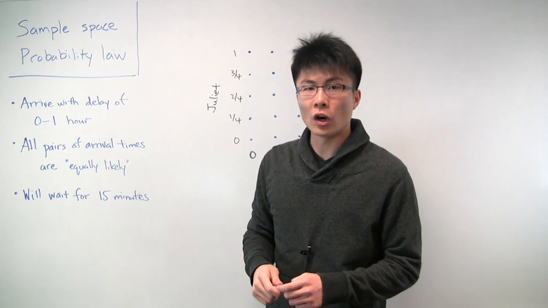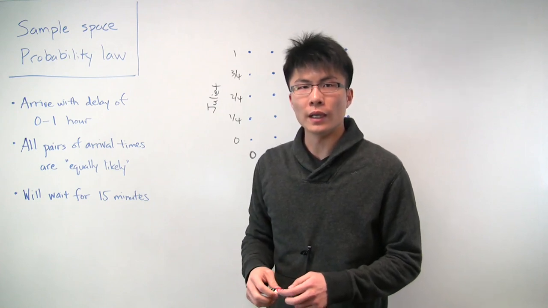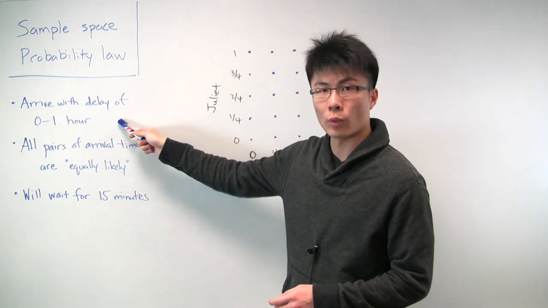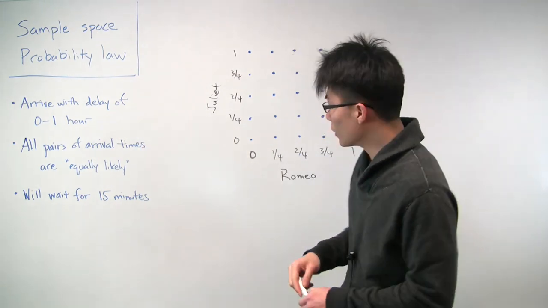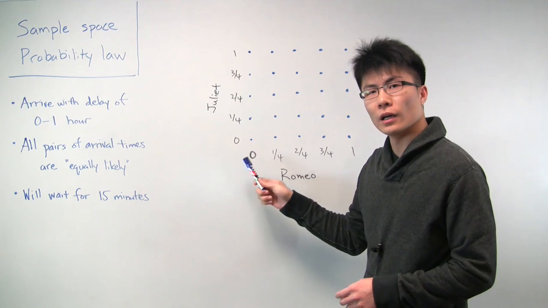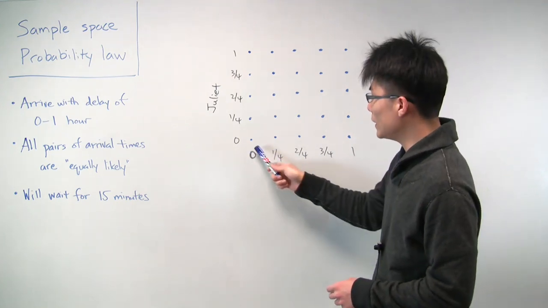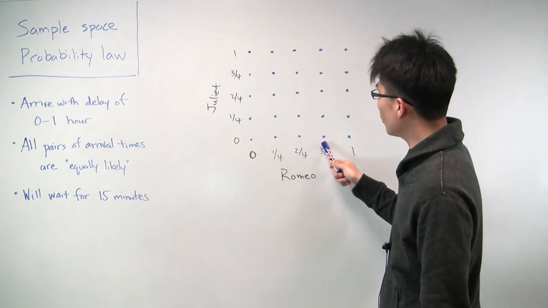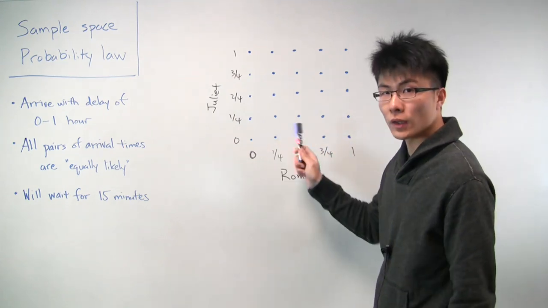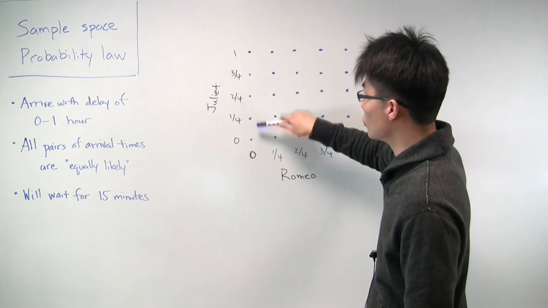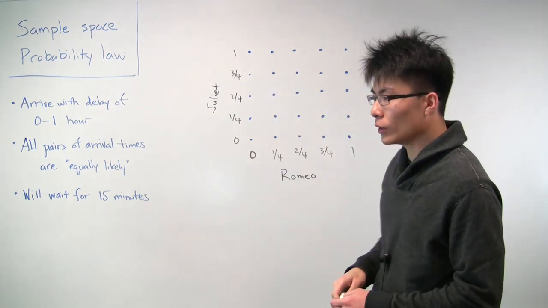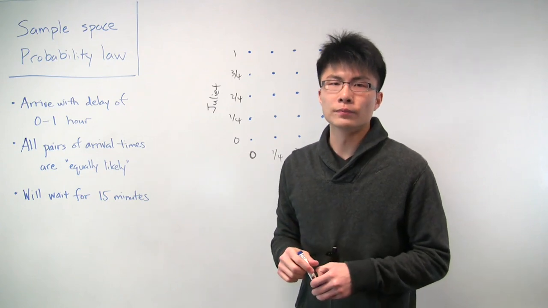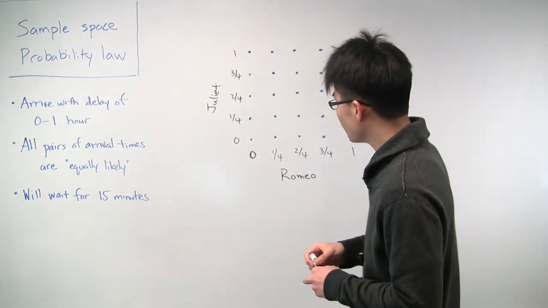And let's actually start with a simpler version of this problem. Instead of assuming that they can arrive at any delay between 0 and 1 hour, let's pretend instead that Romeo and Juliet can only arrive in 15-minute increments. So Romeo can arrive on time with a delay of 0, or be 15 minutes late, 30 minutes late, 45 minutes late, or 1 hour late. But none of the other times are possible. And the same thing for Juliet. Let's start out with just a simple case first because it helps us get the intuition for the problem, and it's an easier case to analyze.